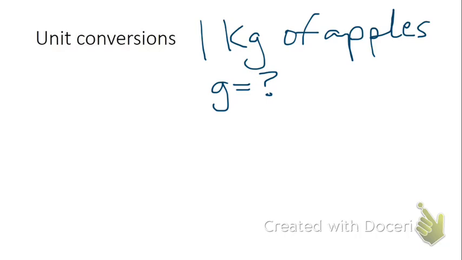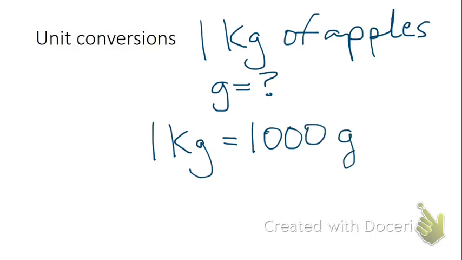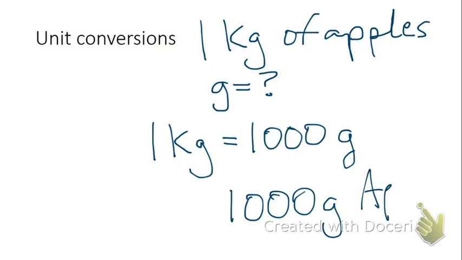There is a table in your book that details the change in unit caused by a prefix. So kilo is a prefix to gram. Well, kilo, so 1 kilogram, kilo means 1,000. And so we know that 1 kilogram is equal to 1,000 grams. So this unit conversion is relatively straightforward because we only have 1 kilogram of apples, and we want to know how many grams. So we know that we have 1,000 grams of apples.